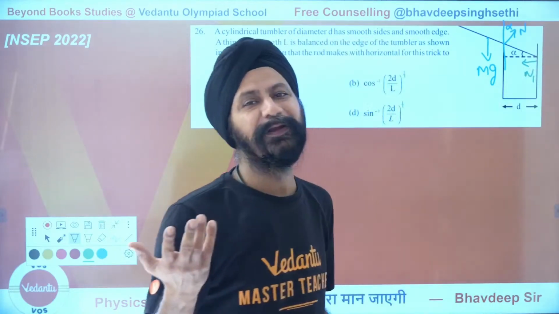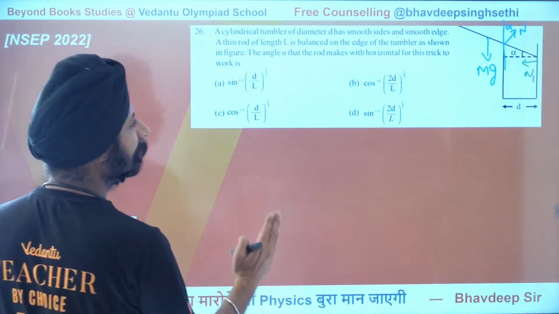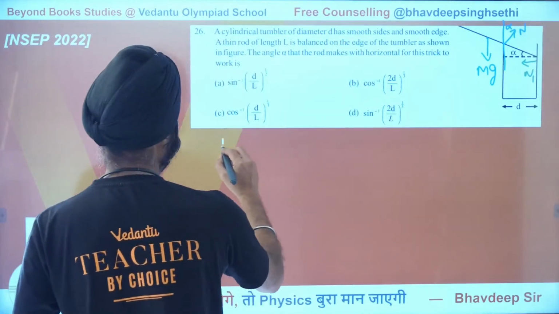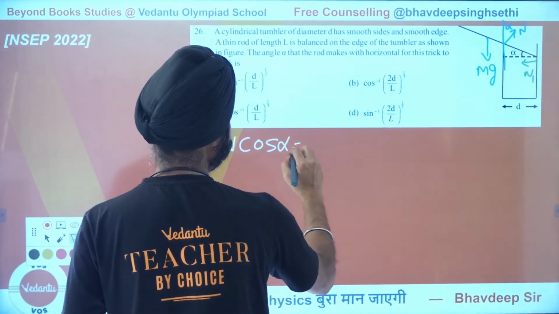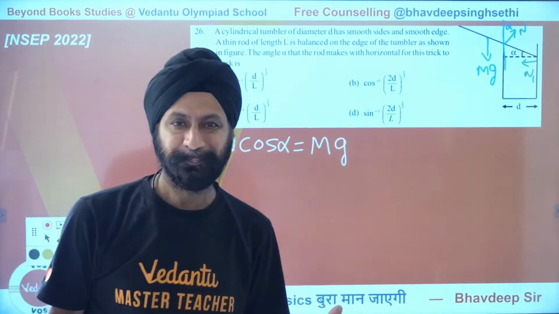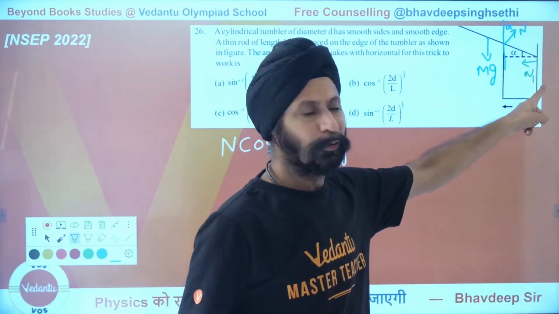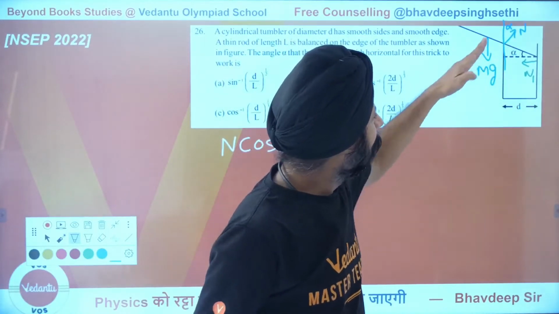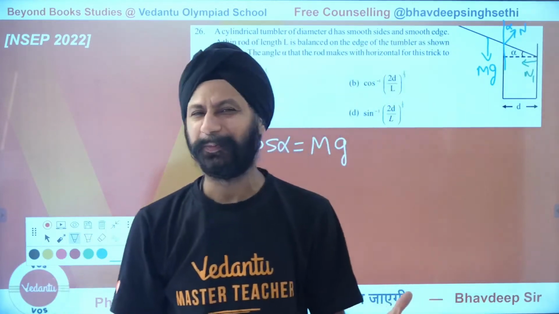So again, N1 will not play any role. So let's start with the first one. I'm saying in the vertical direction that N cos theta, or N cos alpha to be more specific, is equal to mg. There's no third force here. Talking about the torque about this point, this plays no role, but this N times this distance, how much is this distance? Simple trigonometry, come on.